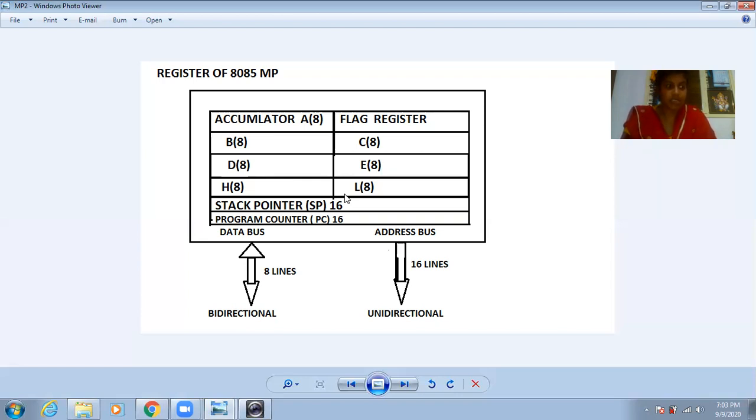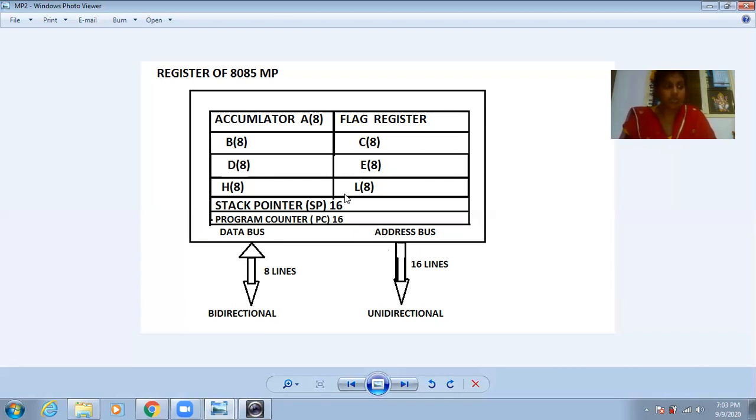And B and C will be paired together, D and E will be paired together, and H and L will be paired together. HL is also called the pointer register, because it will be pointing. And these registers B, C, D, E, H, L are commonly used during program execution.